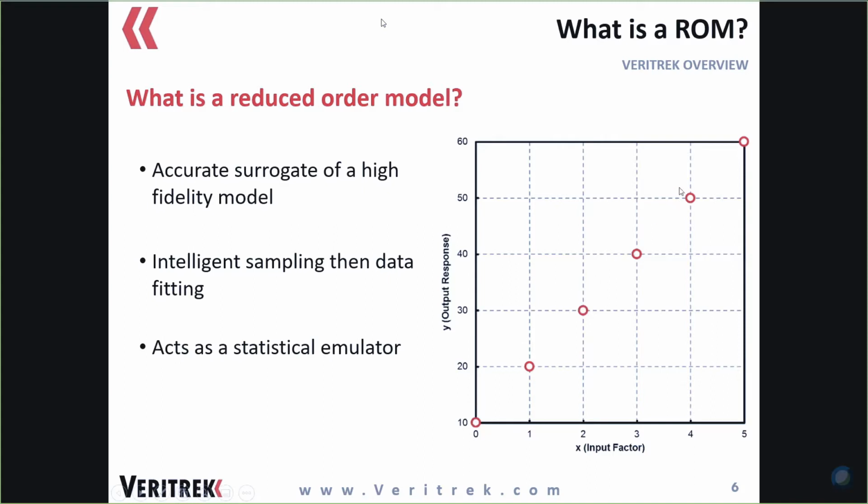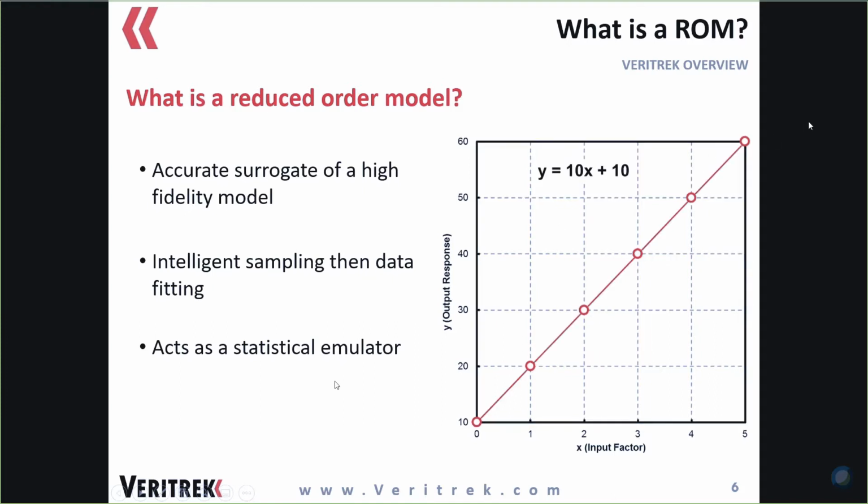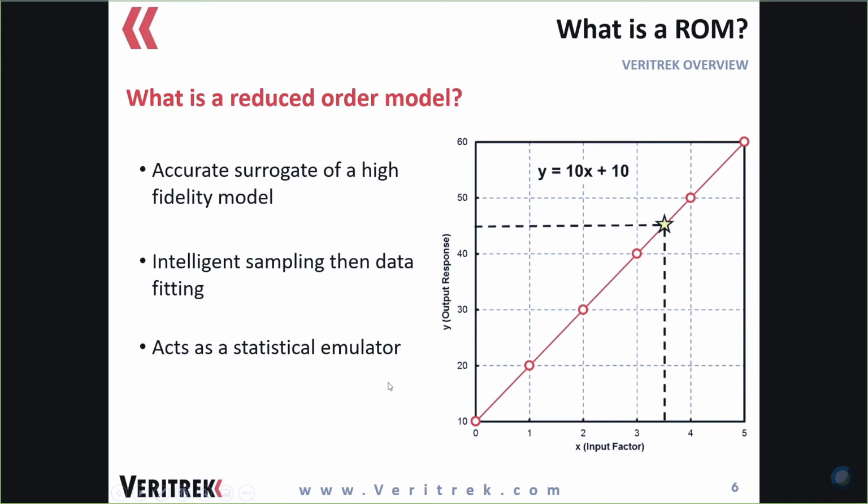And we are tracking an output response. Let's say in this case, it's a temperature. We track the temperature of a node, for example, at each of those discrete input factor settings. And we generate these red circles, which we would call training data. The next step, once we generate this training data, these 6 points, is we want to fit that data and come up with an equation. It looks very linear, so we come up with the equation y equals 10x plus 10.